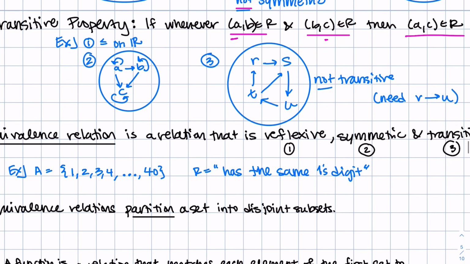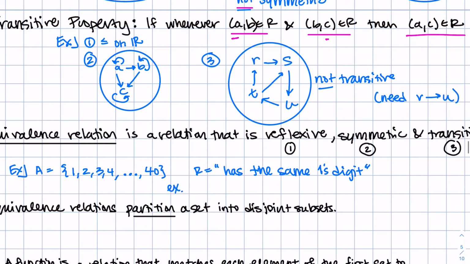Okay, and so what that means is that things in this relation are things like 1, 11. They have the same ones digit. So does 1, 21, and so does 1, 31. Right? But 41's not in there, so not that one.